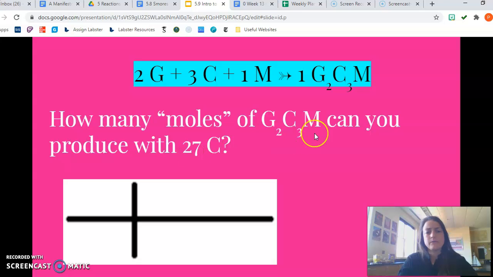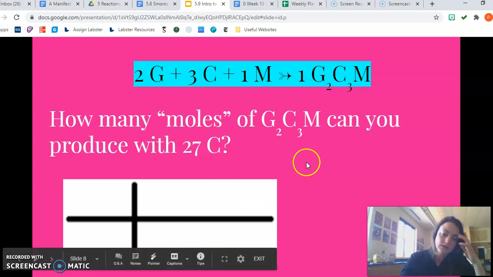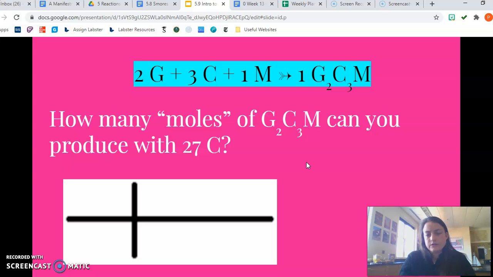In this practice problem: how many moles of G2C3M, this is just a s'more, so graham 2 chocolate 3 marshmallow, it's just a s'more. How many moles of s'mores can you produce with 27 moles, or 27 pieces, of chocolate? In order to do this, we're going to do the same exact thing that we were working with in our 1 and 2 step equations on Monday. First we have to identify what our given is. What are we given in the equation and what do we want to get to? In this particular instance, our given is that we have 27 bars, or small pieces, of chocolate, and we're trying to figure out how many s'mores we can make with that.